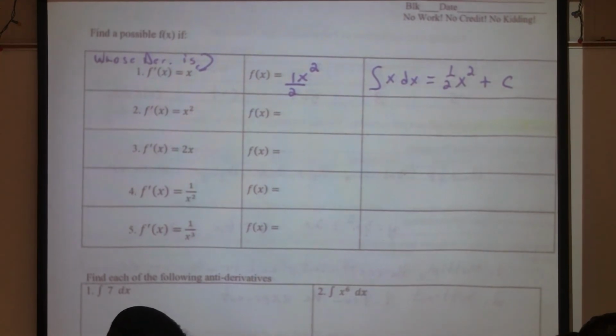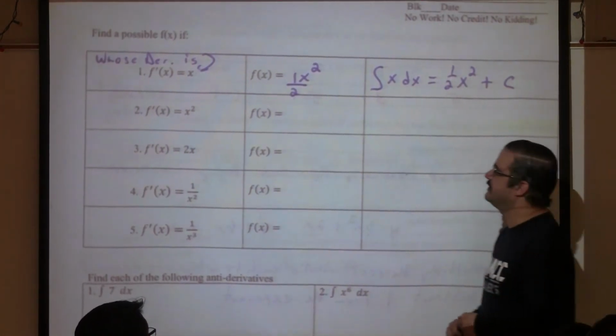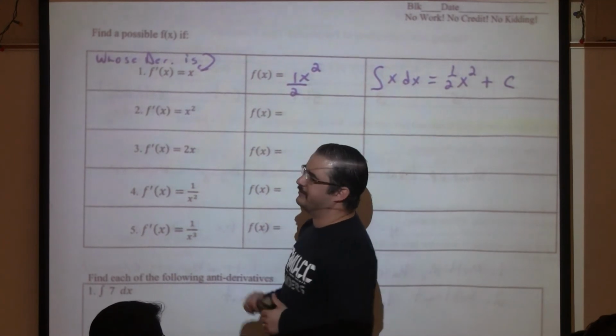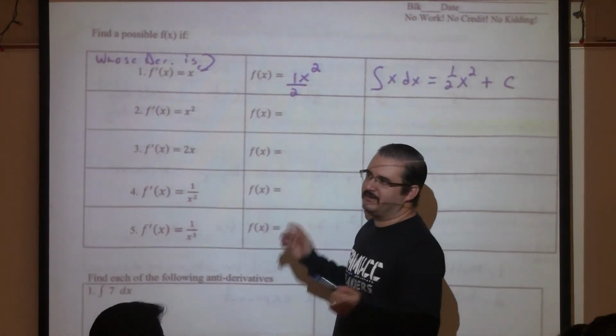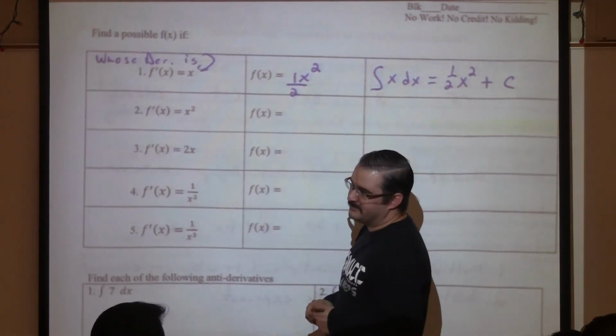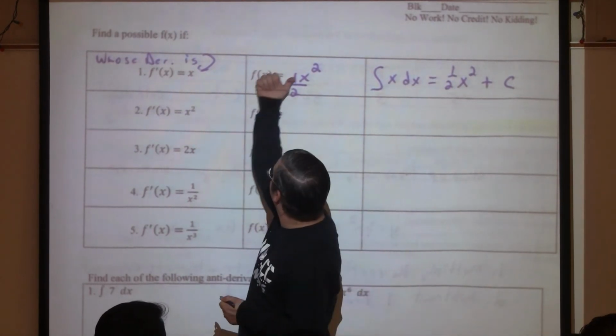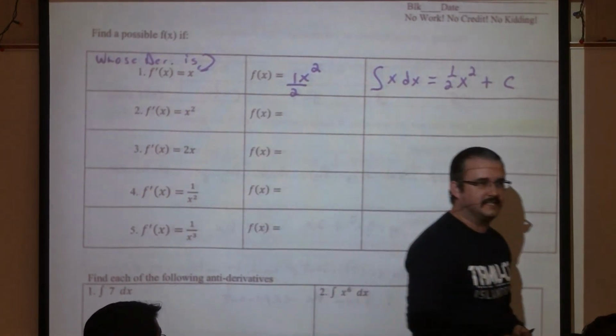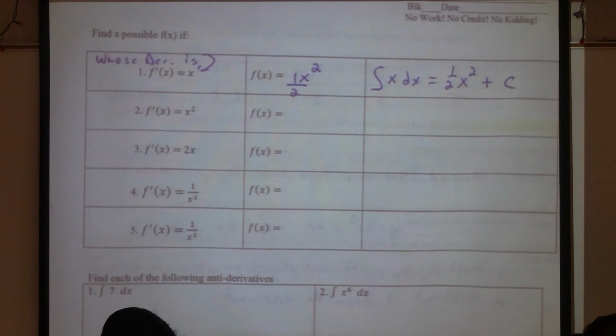Yes? How can I check my answer, Andrea? What do you think I could do to this to see if I got it right? Find the derivative, right? So 2 times half? 1. Take away 1 from 2, do we get x? I did it correctly, okay? Do we understand? Alright, so try the next one.